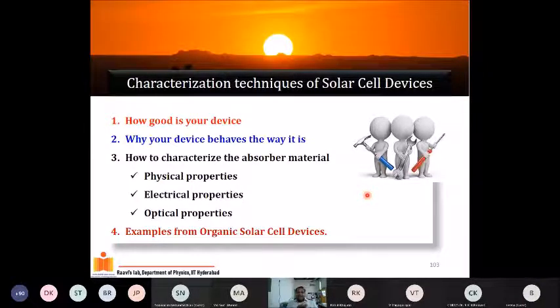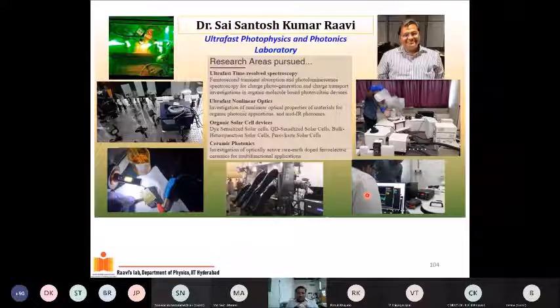We used physical characterization, physical properties, electrical properties, optical properties. All three need to be characterized simultaneously so that we get a complete understanding of how the absorber material will behave and how the solar cell would work once you make the device with this material. Then we took various examples of solar cell devices and used various techniques to explain why a device worked the way it does. And this is the group I work with.